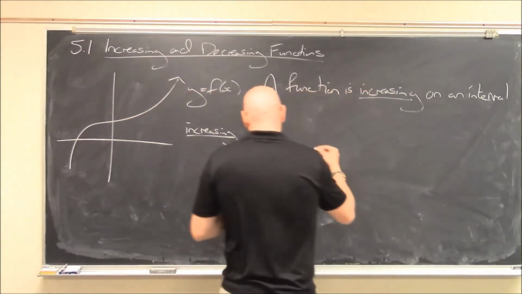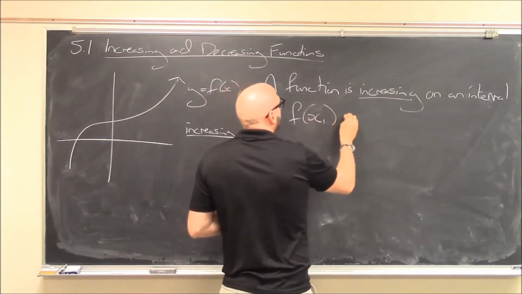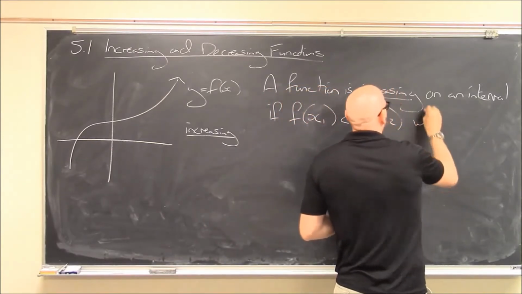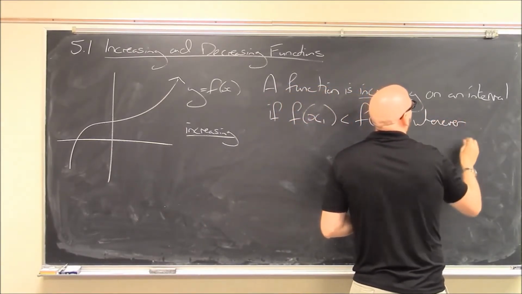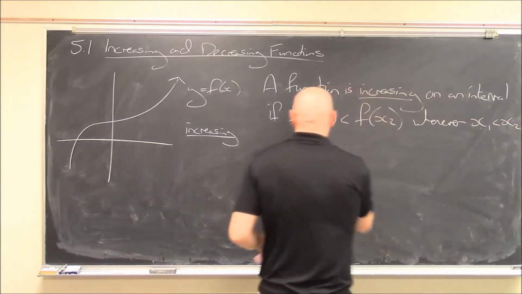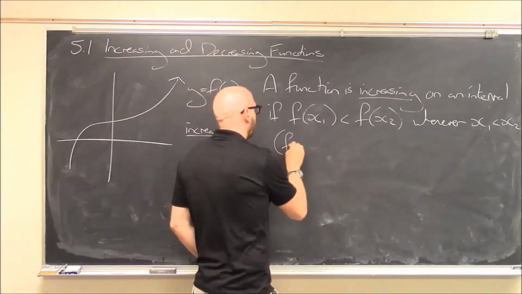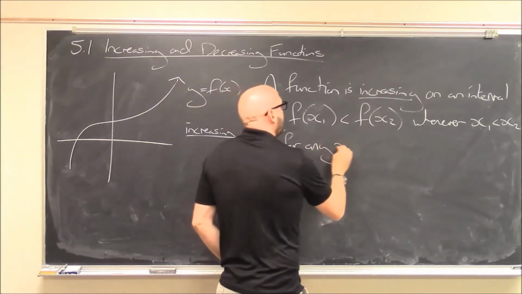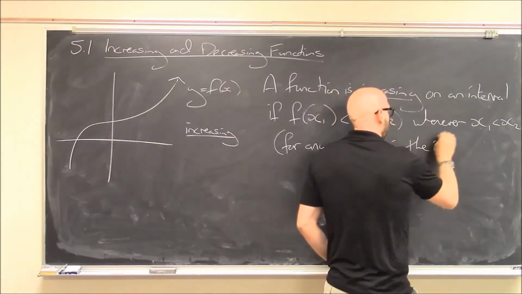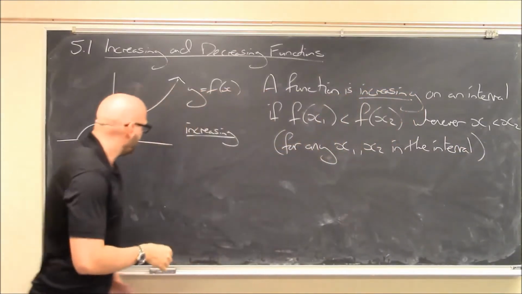But a function is increasing on an interval if f of x1 is less than f of x2 whenever x1 is less than x2. Right? And what are x1 and x2? Well, they're just any old two numbers from the interval. Right? So for any x1, x2 in the interval. So what does that mean?